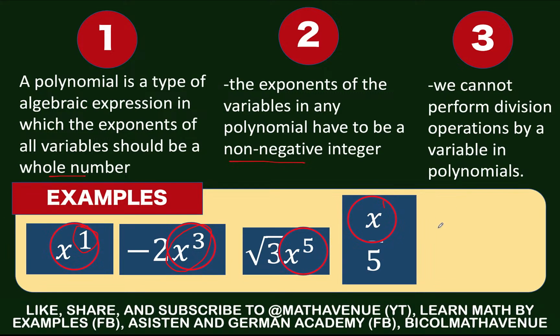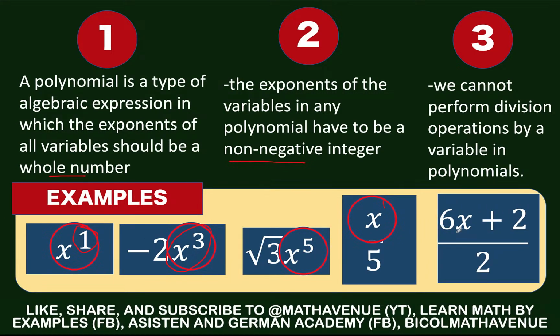So all of these are polynomials. Next, if we have 6x plus 2 divided by 2, notice that we have a division operation here, this fraction bar, but the denominator is a constant. This is still a polynomial, because only when the denominator is a variable is the expression no longer considered a polynomial. So these are the types of algebraic expressions that are easier to manipulate.